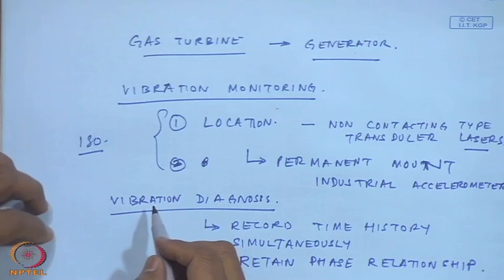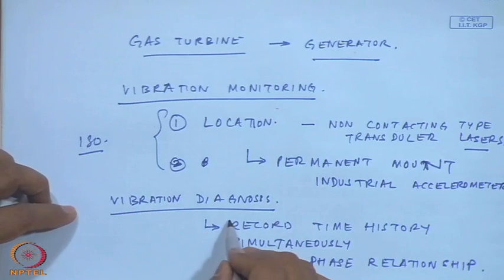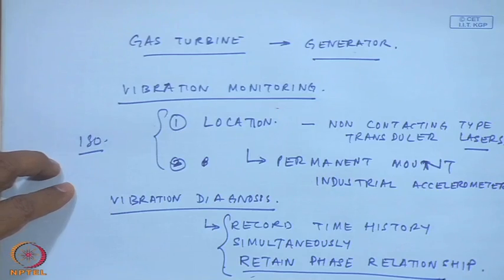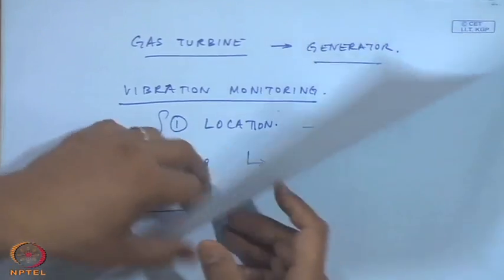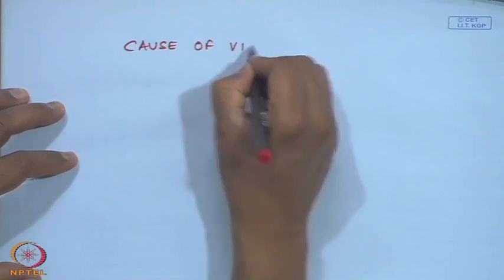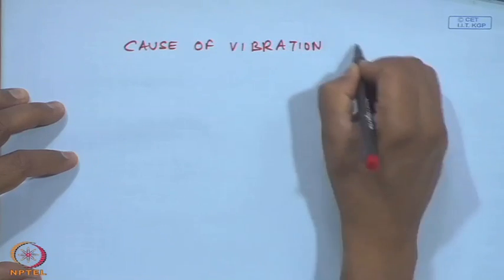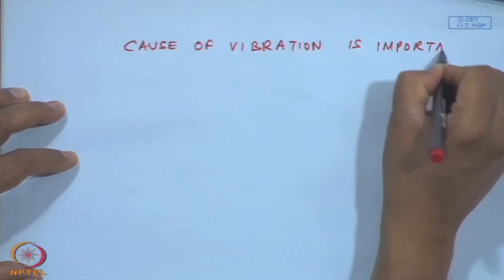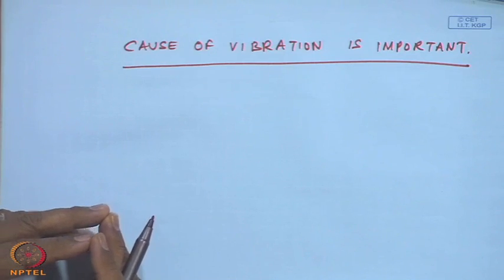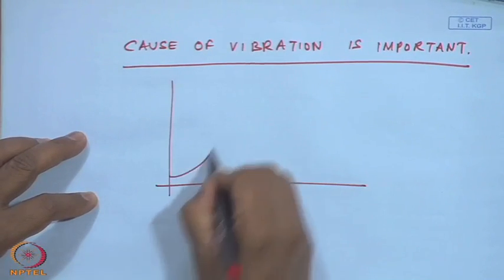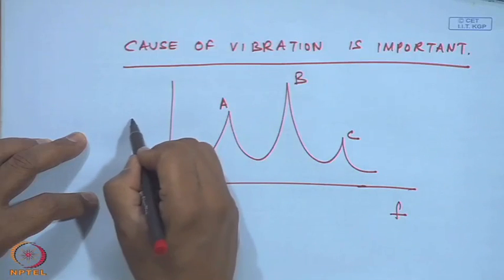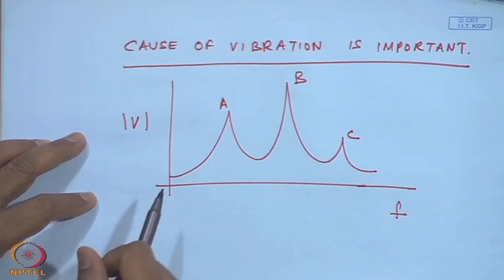So, as a condition monitoring and machinery fault diagnostics engineer, we would be more interested in recording the time history simultaneously, so that we retain the phase relationship, so that we can know the cause of vibration. That is important. Okay. Machines are going to give out vibration levels A, B, C, from machine components at their characteristic frequencies.